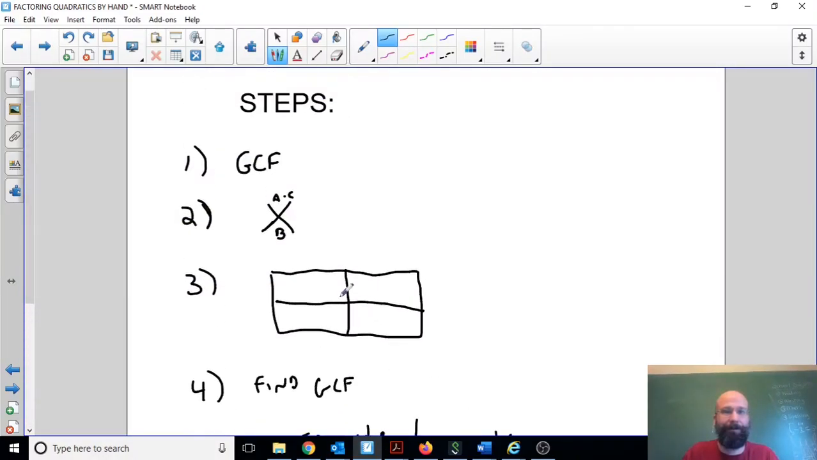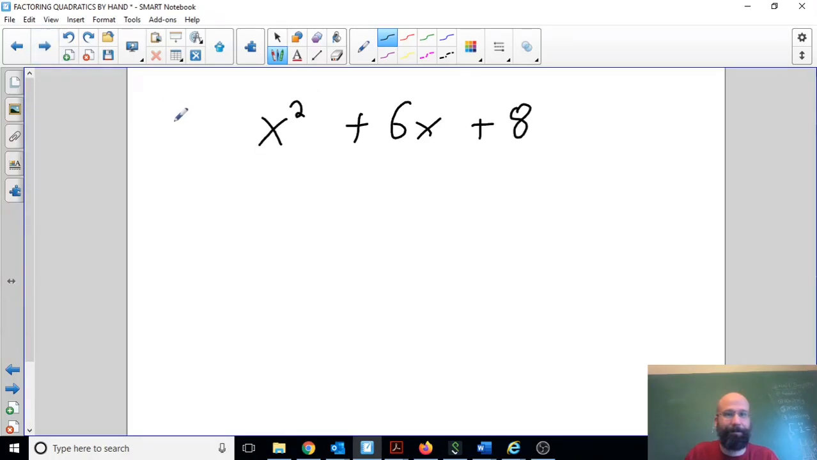Alright, so let's do this one. Step 1, find the GCF. The A is 1, so we don't need to worry about it. Step 2, we're going to write our x. We're going to multiply A, which is 1, times C, which is 8. And that gives us 8.